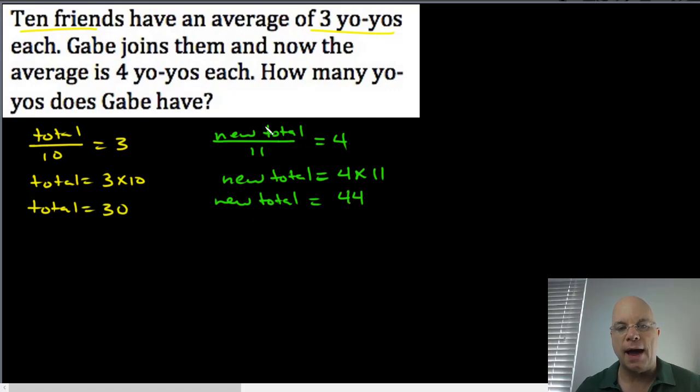In order for the average to be 4, we would need to divide 44 by 11. 44 divided by 11 is 4. And so how many yo-yos does Gabe have? It would be the difference between the new total and the old total. So 44 minus 30 is 14 yo-yos.